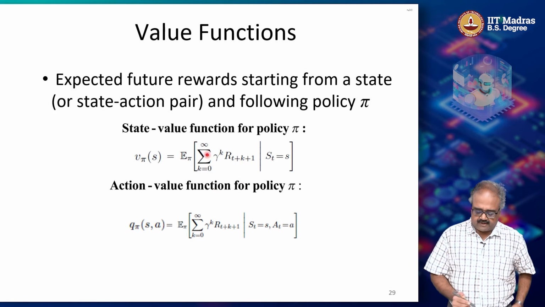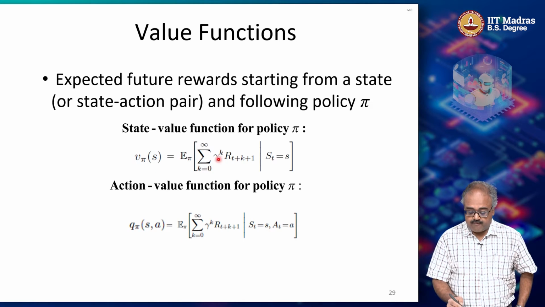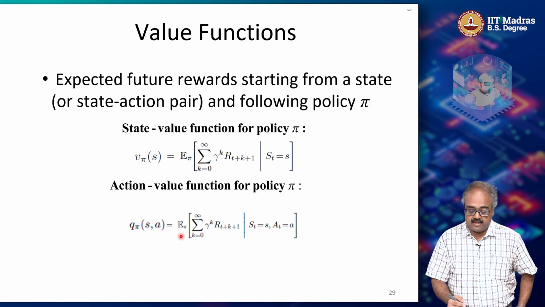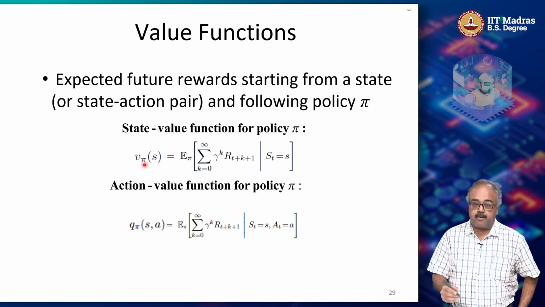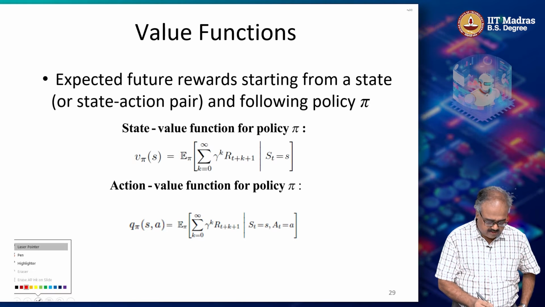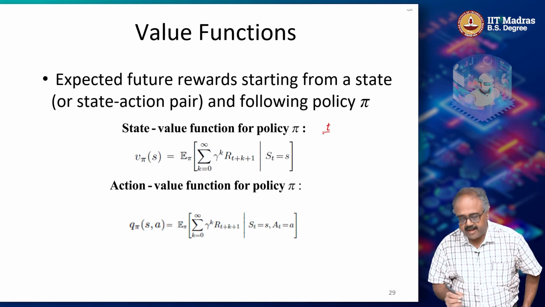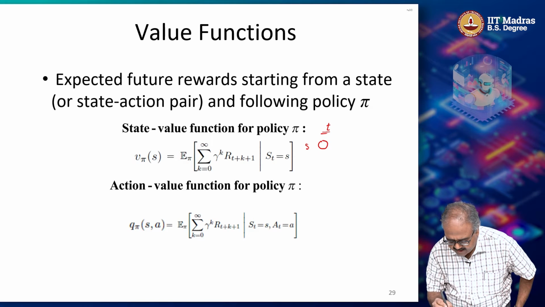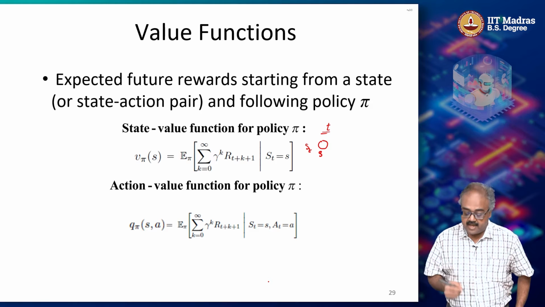A value function is the expected future reward, or expected return, that you are going to get starting from a particular state S, and following policy pi thereafter. So what do we mean by that? Let's look at this. You are at some generic time t, and you are in a state S_t, which happens to be small s. The state that you are at, at time t, happens to be small s.